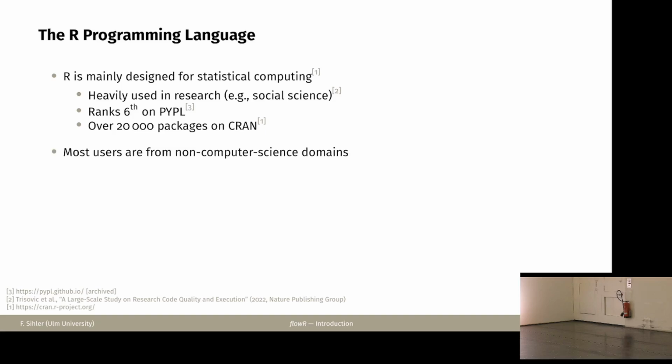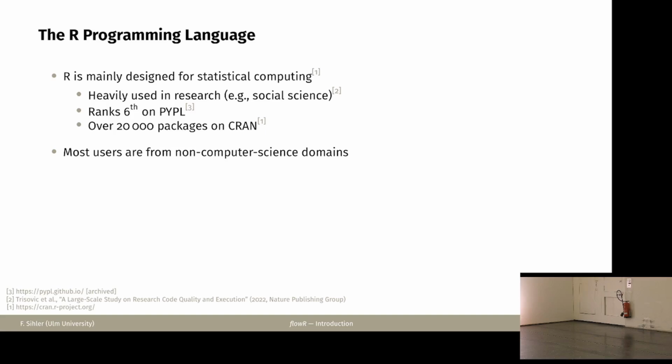And one important thing for R is that most of its user base is from a non-computer science domain. So, of course, other programming languages like C++ or Python have people from non-computer science domains as well. But for R especially, the vast bulk of the user base isn't from software engineering or computer science, but from psychology, for example, using R to achieve a singular purpose.